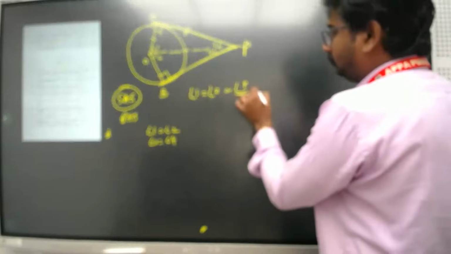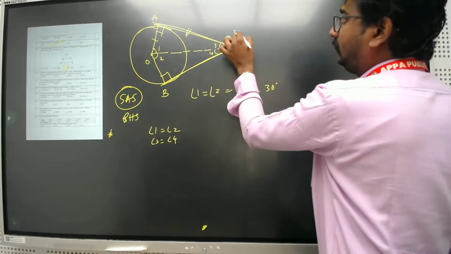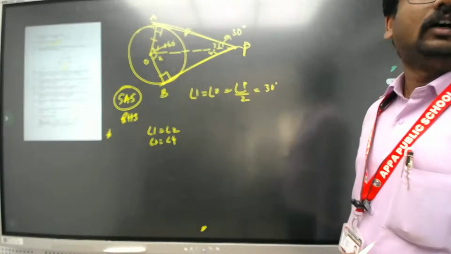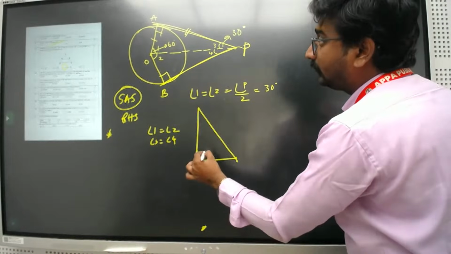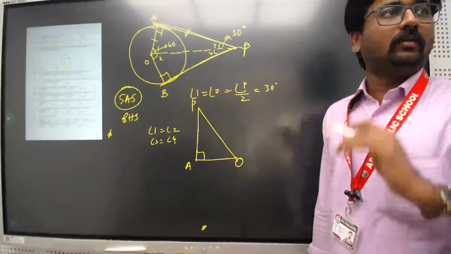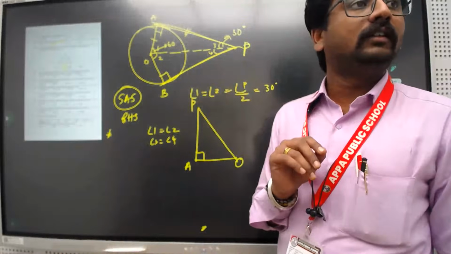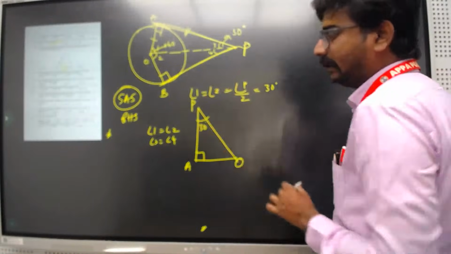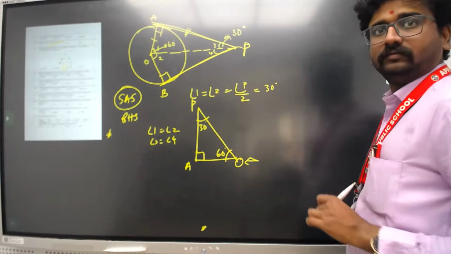Right? Then how much will be the answer? 60 by 2 is 30. If this angle is 30 degrees, this will be 60 degrees. Yes, sir. How, sir? Right angle triangle. Now, when you take this right angle triangle, AOP, remember your trigonometry. If one angle is 90, the sum of the other two acute angles should be 90. Correct? Now, this is 30 degrees, so what is 90 minus 30? 60 degrees. Now, this will be my reference angle.